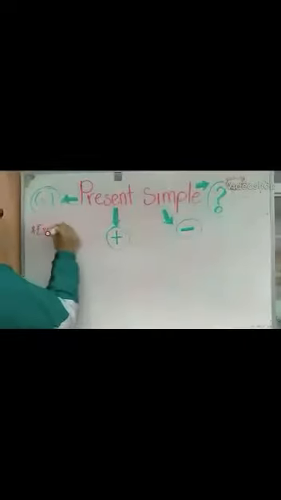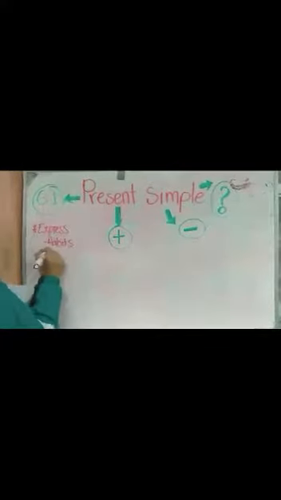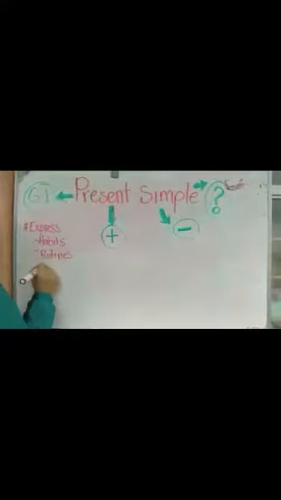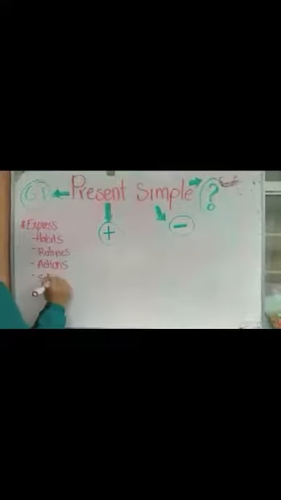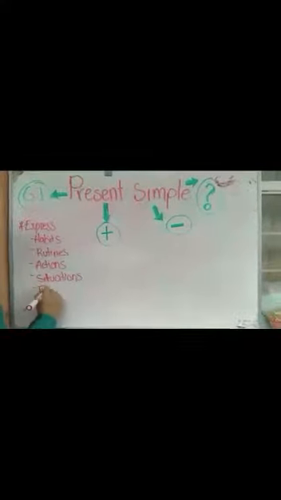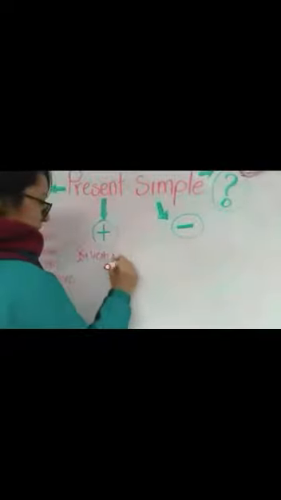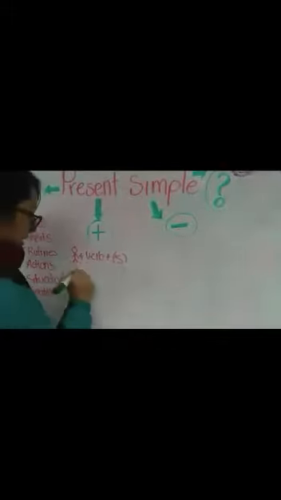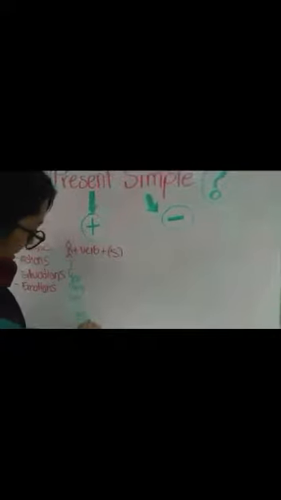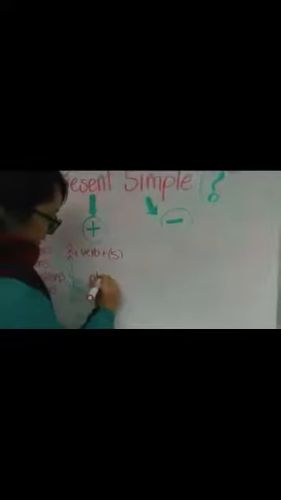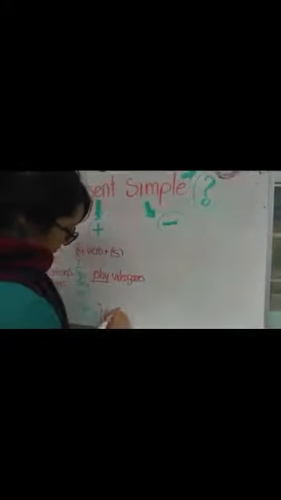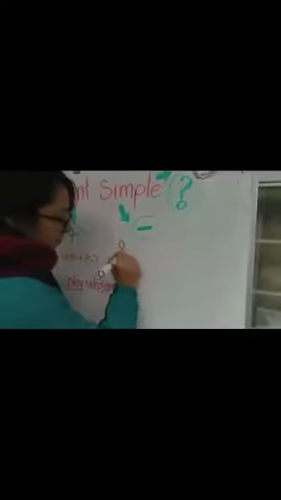Going to talk about English tenses. Present simple. We use present simple to express habits, routines, situations, actions, and emotions. In the positive form, we use first subject, then verb, and with I, you, they, and we use normal verb, but with she, he, and it, in the verb we use s at the end of the verb.